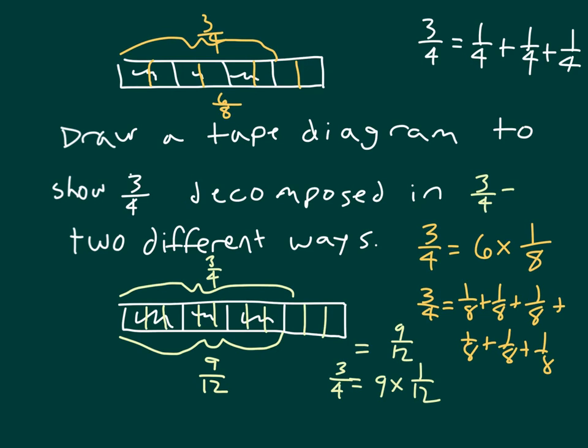You notice with 3 fourths to 6 eighths, we doubled the numerator and denominator. With 3 fourths equaling 9 twelfths, we tripled them, which makes sense because in this case we went 3 times the amount of parts, and in the other case we went 2 times the amount of parts.